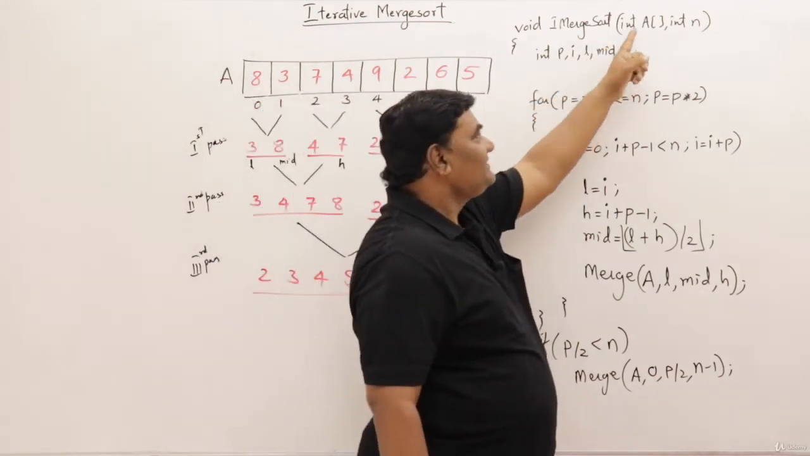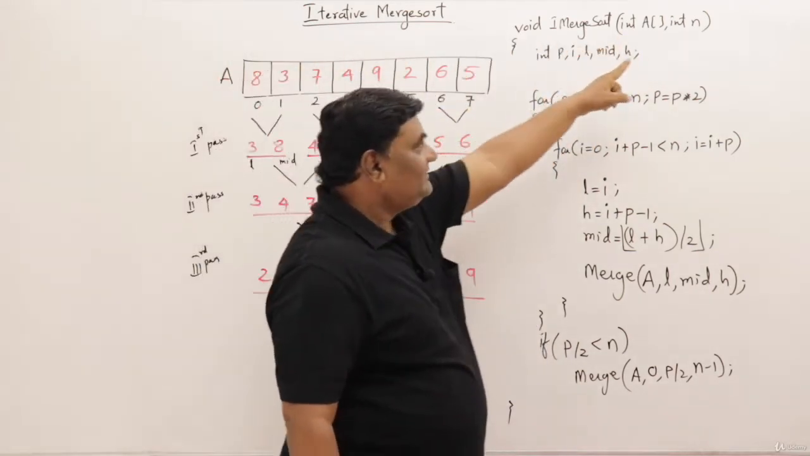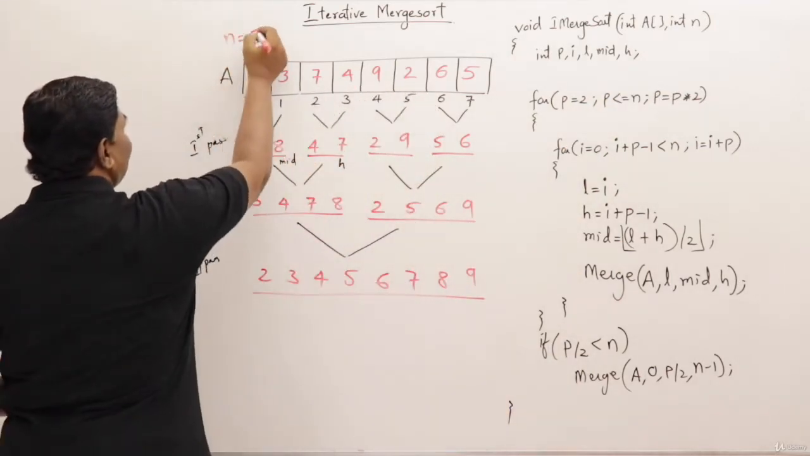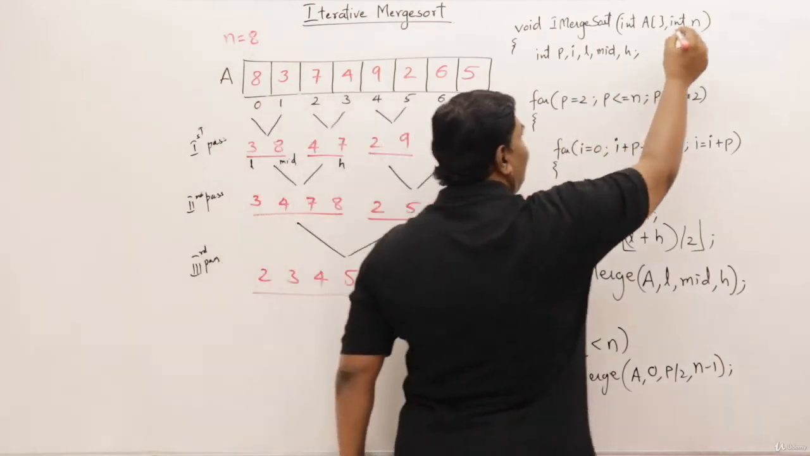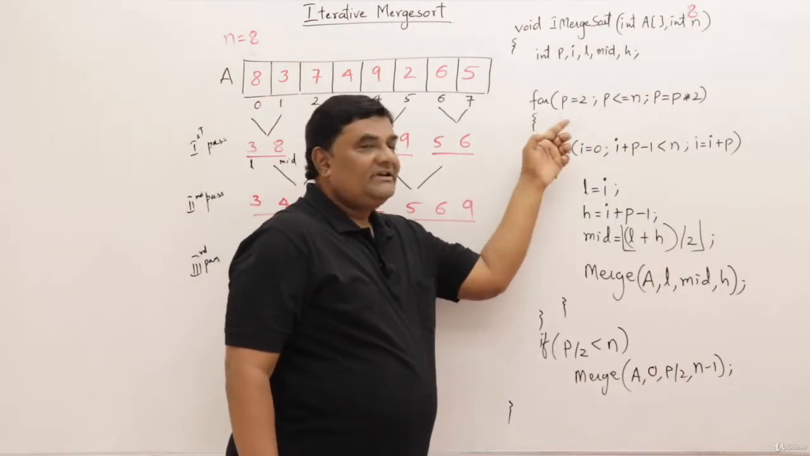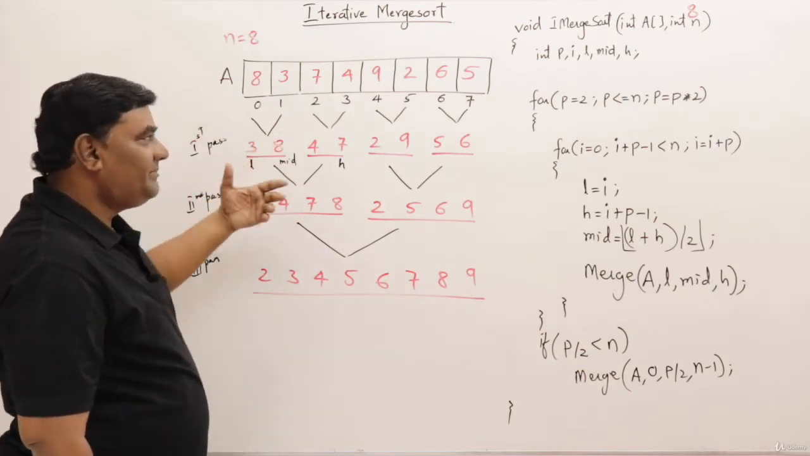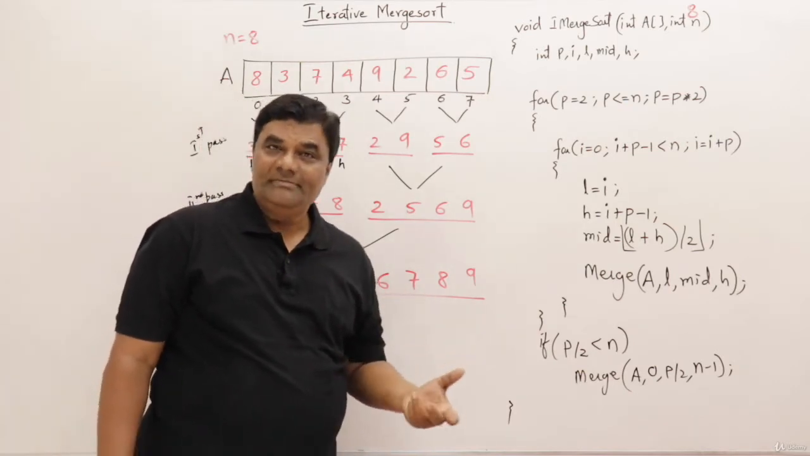It is taking an array as a parameter and n, that is the number of elements. So here the number of elements is 8. Then this for loop is for passes. So how many passes do we need for 8 elements? 3 passes. That is log n passes.